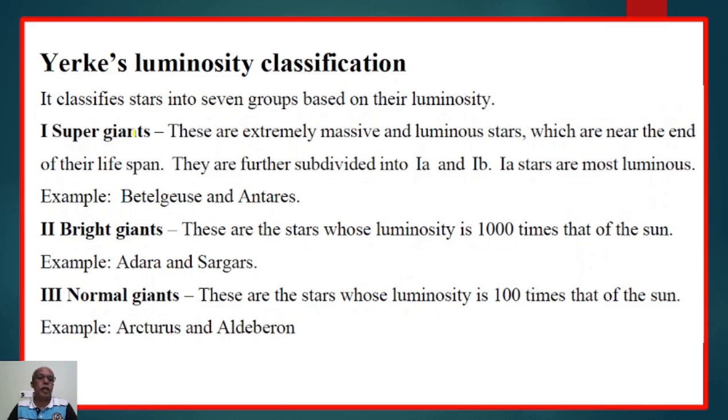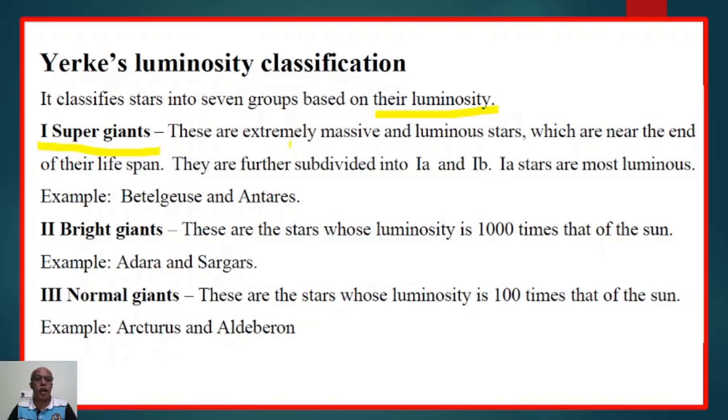Now coming to the Yerkes luminosity classification, and this classification is based on the luminosity of the stars. The previous, that is the Harvard classification, was based on the surface temperature as well as the spectra of the stars, and here it is based on the luminosity. Again, the stars are classified into 7 groups. The first group of stars are called the supergiants.